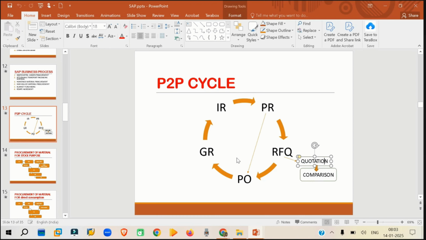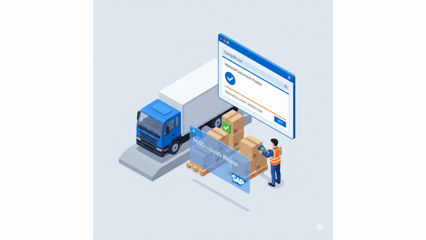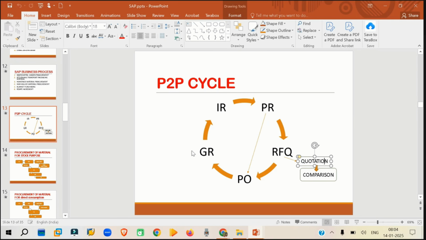So now, while you are sending a purchase order to the supplier, the supplier will send you the goods. Let's say you are purchasing a mobile phone, so you placed an order with Amazon that you need this mobile phone, and Amazon will send you the mobile phone. Then you have to receive that good. That is basically called the GR process, or goods receipt process, when you receive the actual physical item.